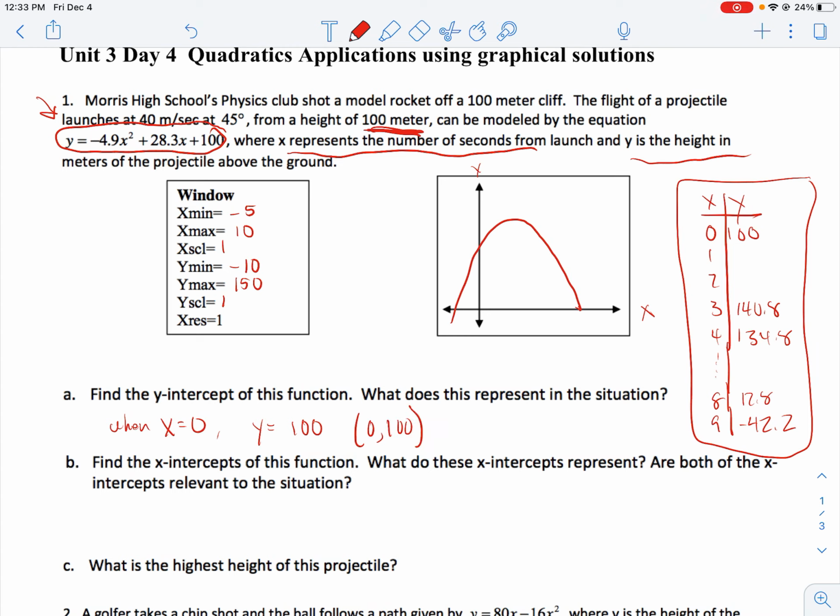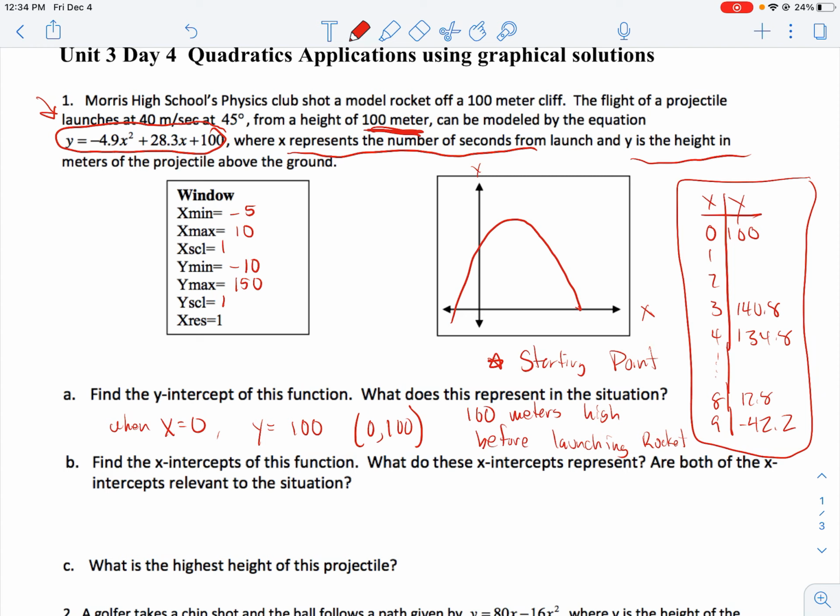And what does that represent in the function? It means we are at 100 meters high before launching the rocket. Or, to be fancy with it, just call it our starting point, right? It's where we're starting, 100 meters up. That's where we're at. So we're starting at 100 meters. Actually, we're on a cliff, okay? So we're shooting the rocket off a cliff.